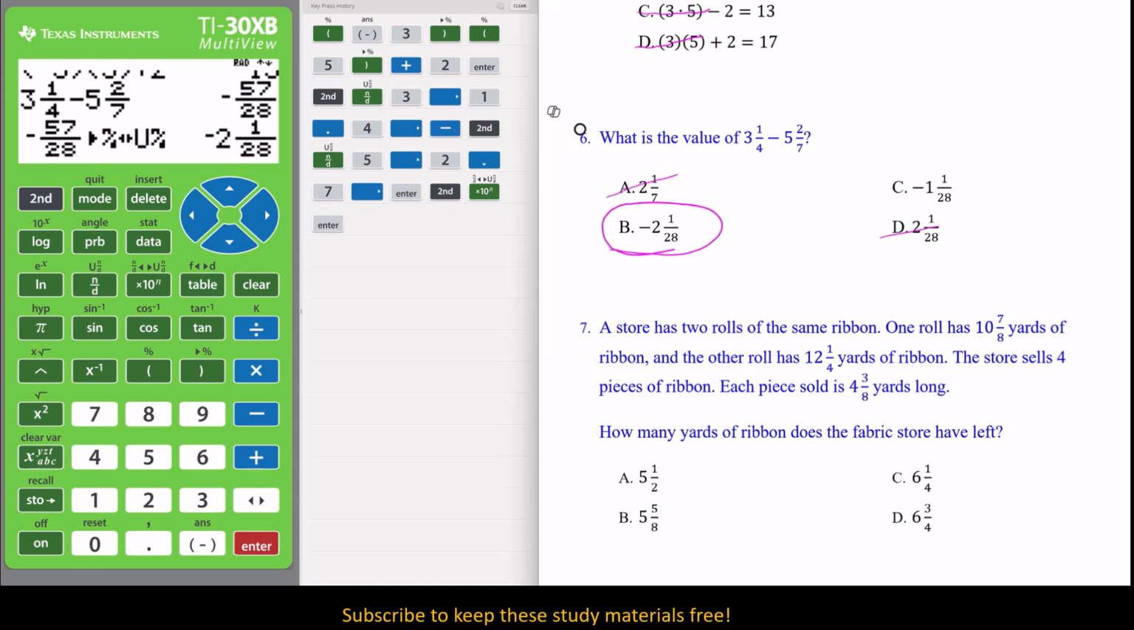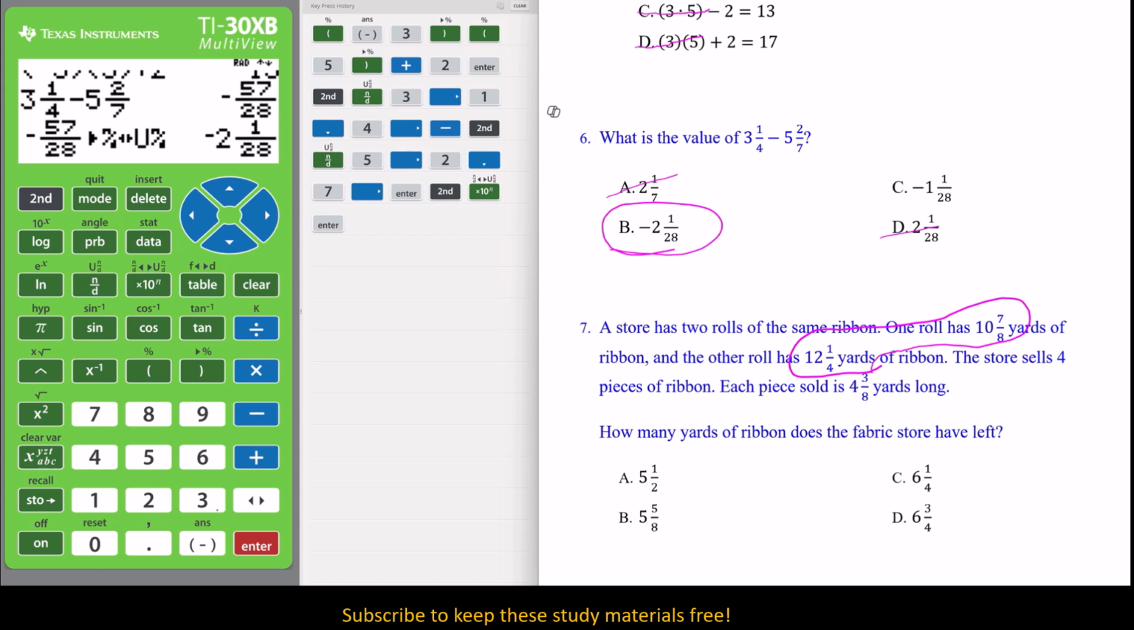Let's look at number 7. A store has 2 rolls of the same ribbon. One roll has 10 and 7/8 yards of ribbon, and the other roll has 12 and 1/4 yards of ribbon. Okay, so what am I probably going to have to do? I'm saying they're asking, you probably got to add those together. But let's see what happens. The store sells 4 pieces of ribbon, each piece sold is 4 and 3/8 yards long.